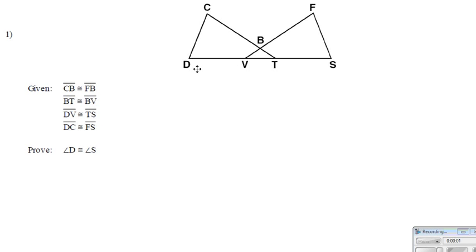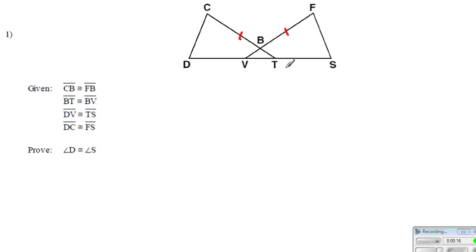Hello guys, so we're going to be talking about triangle congruence here once again. Alright, so let's look at the first one first. CB is congruent to FB. So we are looking at this line segment is equal to this line segment.